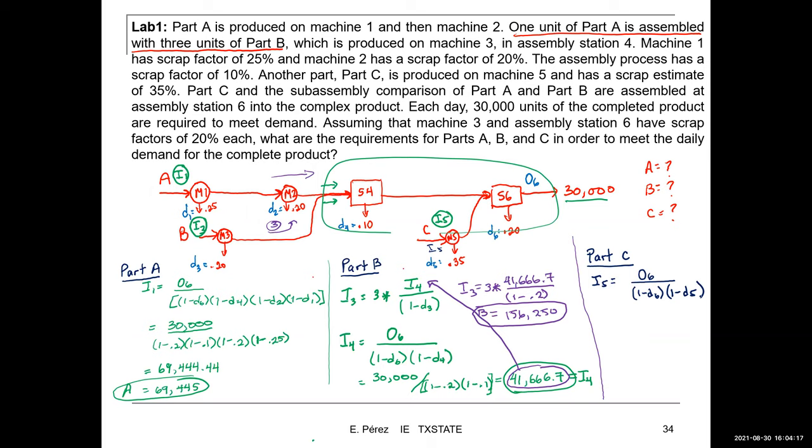So in this case, this would be 30,000 over 1 minus D6, 0.2. That's 1 minus 0.35. And this is 57,693. A lot of work, right?